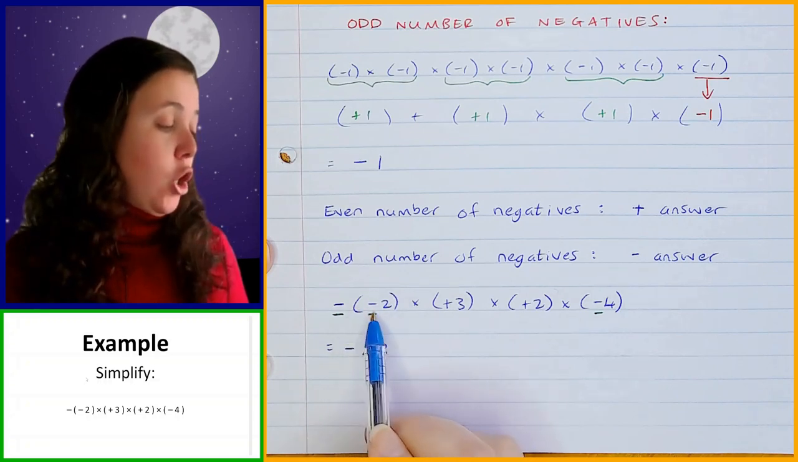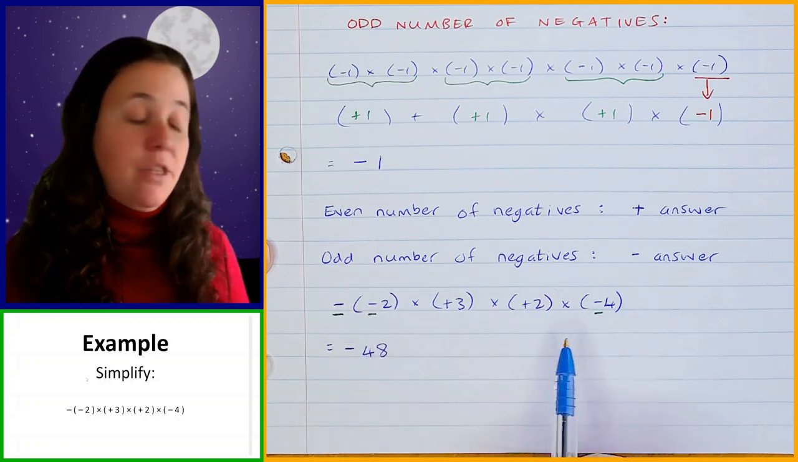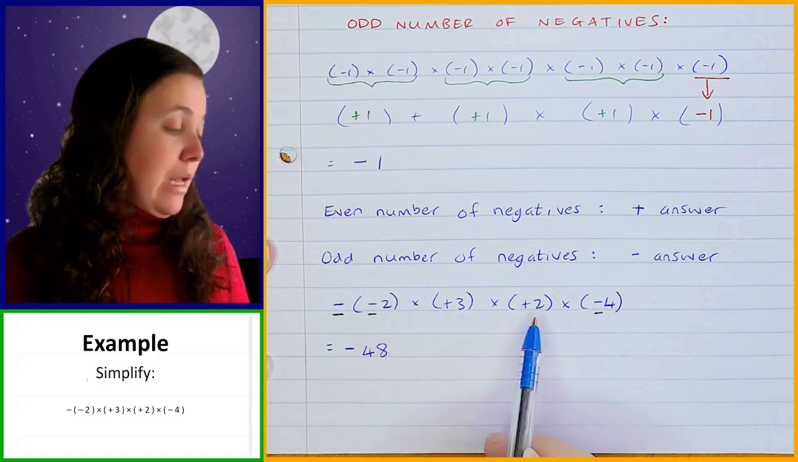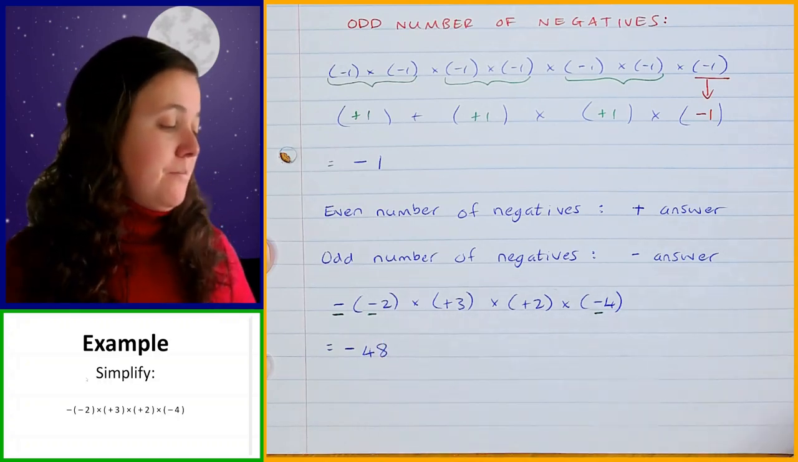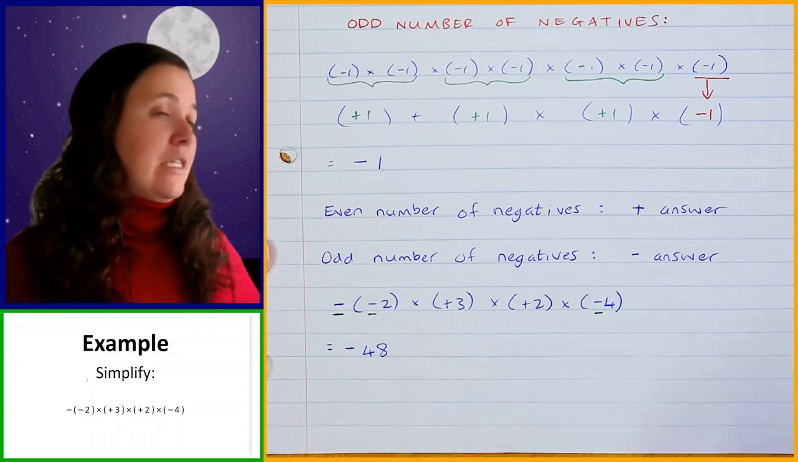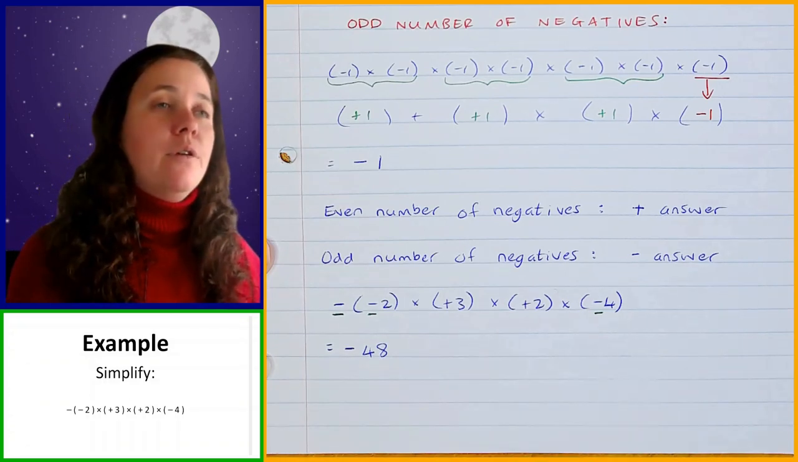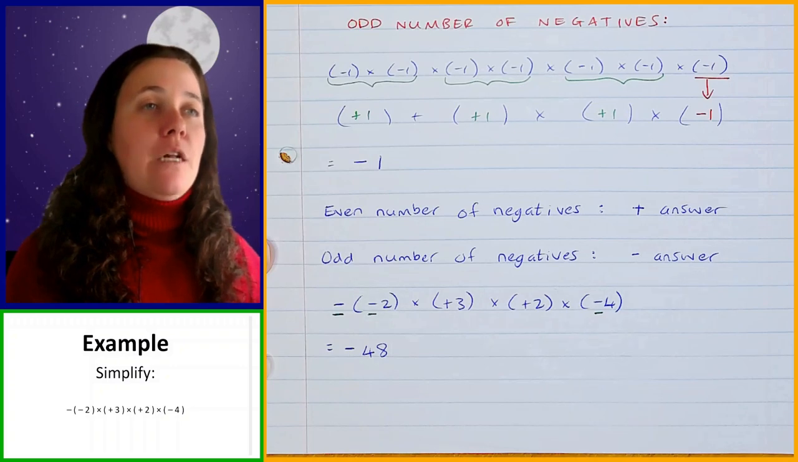Negative because there's an odd number of negatives being multiplied together, and 48 because when I multiply my absolute values together, I end up with 48. Okay, so that's what you should get for that example. So now I'm going to give you a few to do for yourself.